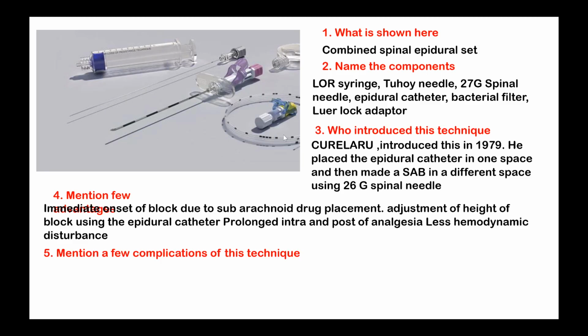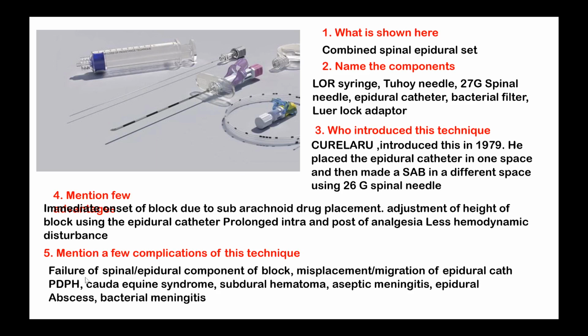So the subsequent doses you give will all go into the subarachnoid space and produce a very high level of block or a total spinal also. So that is the danger of this particular thing. Or it can be a failure of both spinal and epidural components, misplacement or migration of the epidural catheter, post-dural puncture headache, cauda equina syndrome, subdural hematoma, aseptic meningitis, epidural abscess, and bacterial meningitis. These are all the risks of this particular technique.